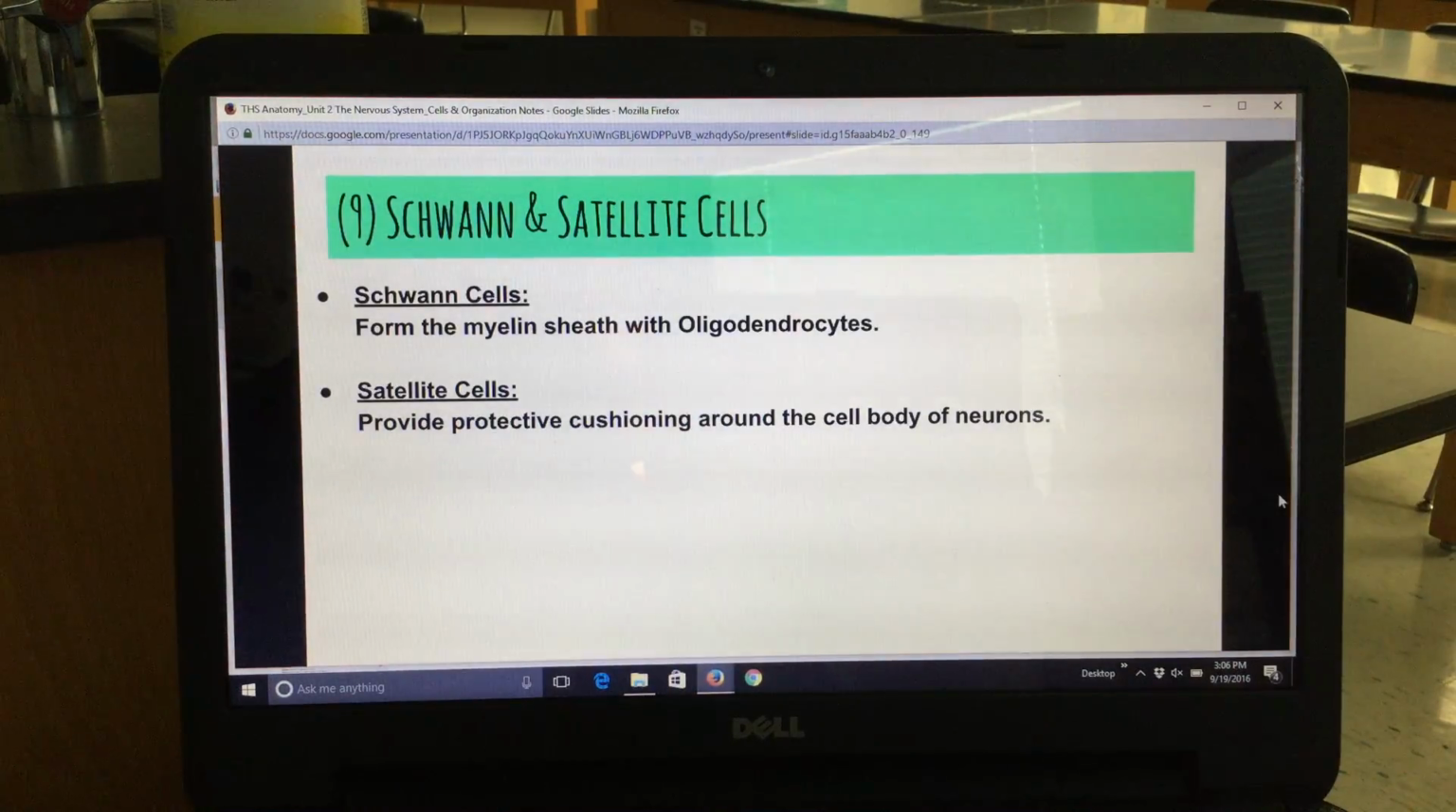Our last two cells are Schwann and satellite cells. Schwann cells form the myelin sheath with oligodendrocytes, and satellite cells provide protective cushioning around the cell body of neurons. Satellite cells are a lot like ependymal cells, but you only find them surrounding the cell bodies of neurons.